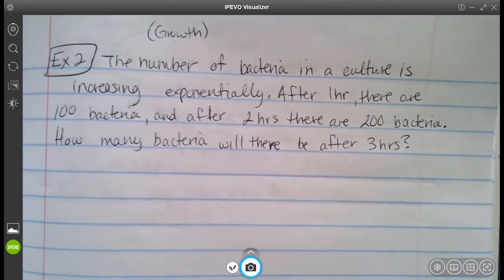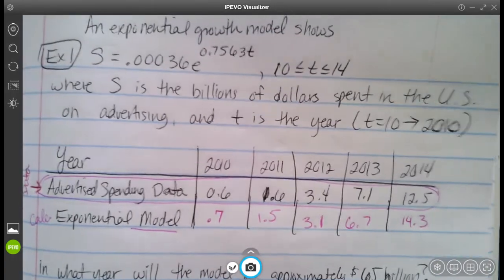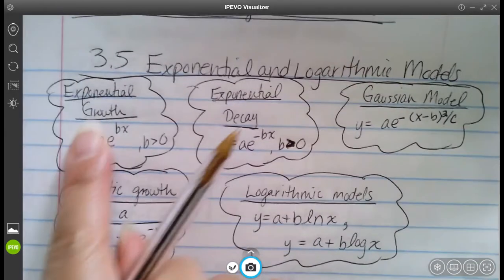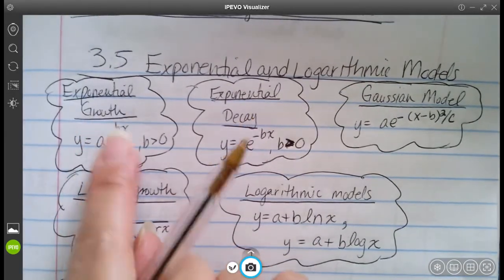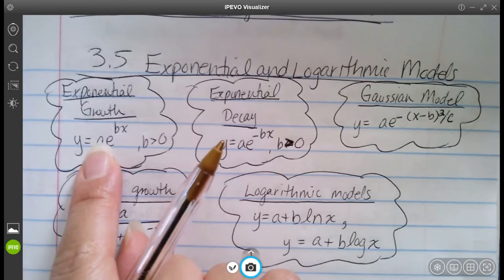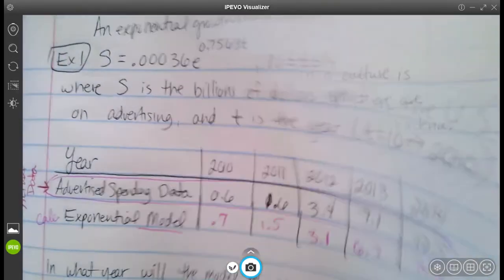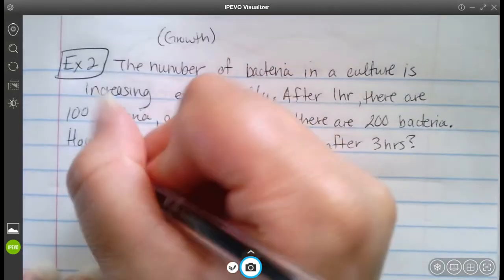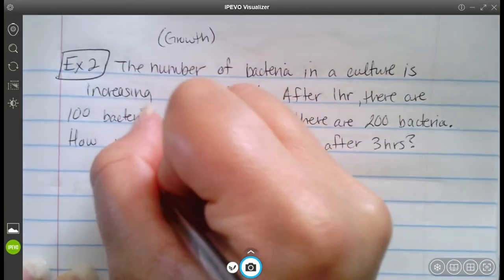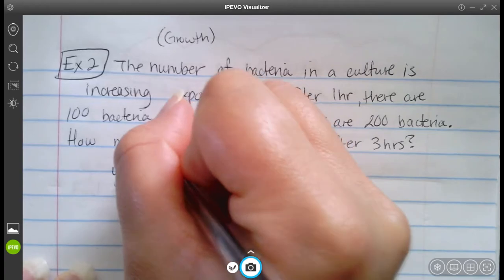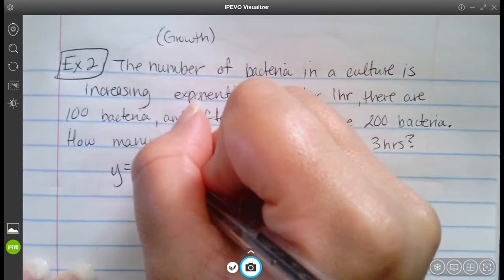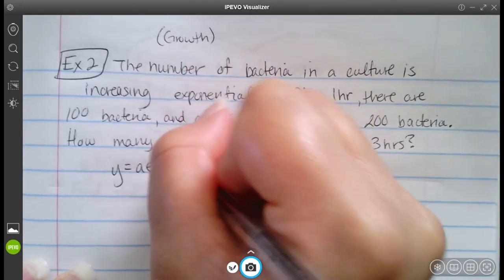So what we're going to do for this one is use our model for exponential growth. Let's go back here really quickly so we can see what that model is. It's this one right here: y equals a times e to the bx power, where b is greater than 0. Let's write that down: y equals a times e to the b times x power.